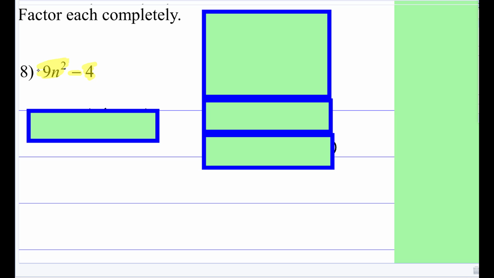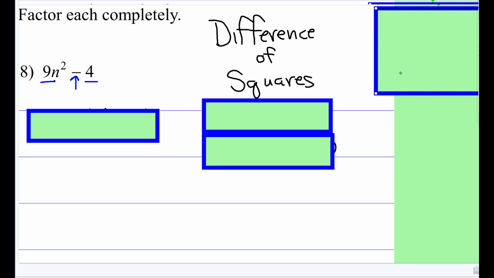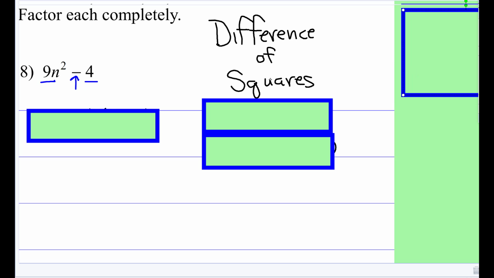So if you were to take the square root of this, well, 9 is a perfect square. n squared is a perfect square. Can you take the square root of 4? Yes, you can. So if those two things exist, each of those is a perfect square, and there is a subtract sign, you have what's called this special relationship called the difference of squares.